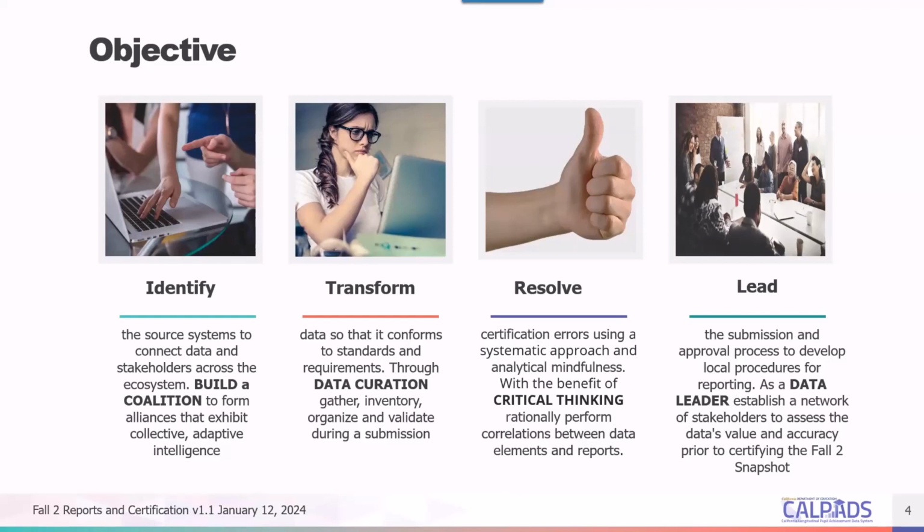You have to be able to transform data so that it conforms to the status. That's more what we think about, right? We're going to correct errors and submit data, identify what each field requirement is, and make sure we have the appropriate data populated. You have to be able to resolve certification errors using a systematic approach and analytical mindfulness. So, really, this is critical thinking. That's one thing that's overlooked. All of the successful data coordinators are great problem solvers. And every aspect of CalPADS requires critical thinking.